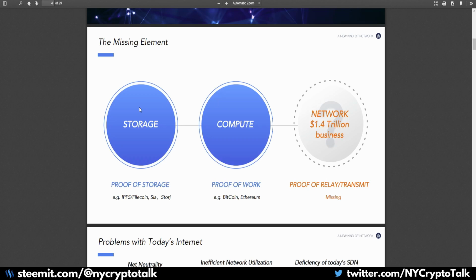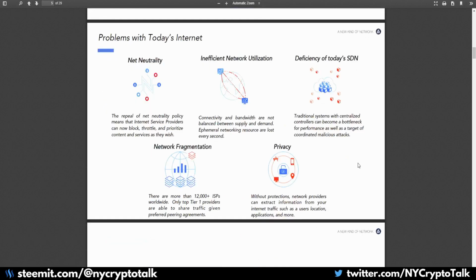So right now, the missing element. Right now they say that there's storage, there's computation, but the missing piece is network. It is a $1.4 trillion business, and this is where they plan to put their proof of relay or their proof of transmission, and that's where they're going to fill the gap. So these are the problems that I mentioned before.